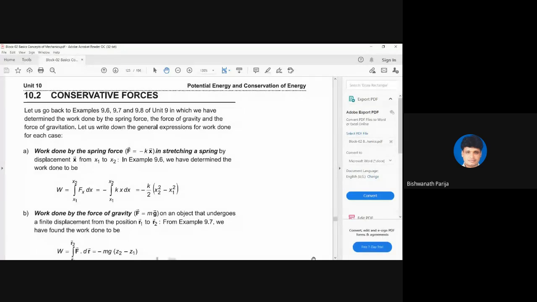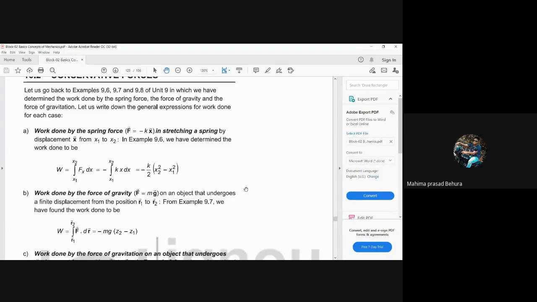The conservative force does not depend upon the path followed, but the work done due to a conservative force in a closed path will be zero. Gravitational force is conservative, and electrostatic force is conservative. But friction and viscosity are non-conservative forces. Understood my point?